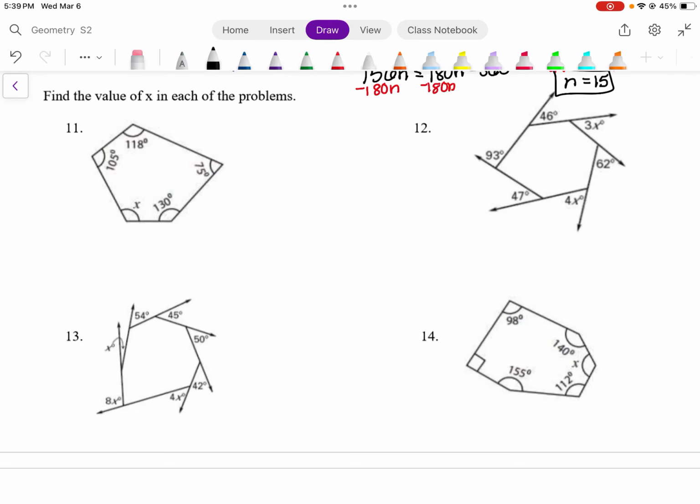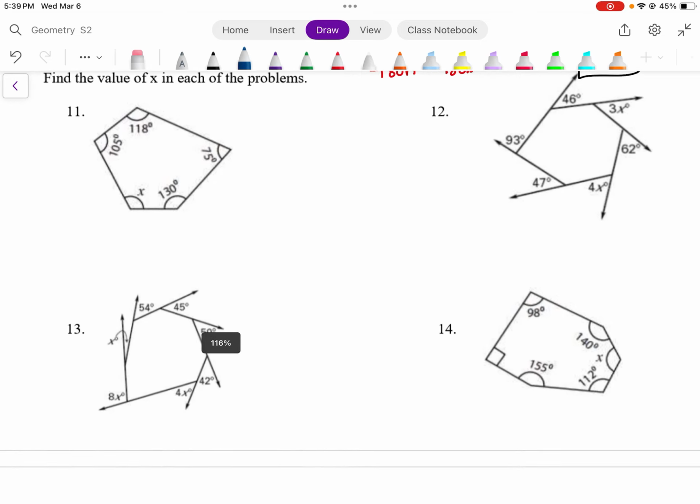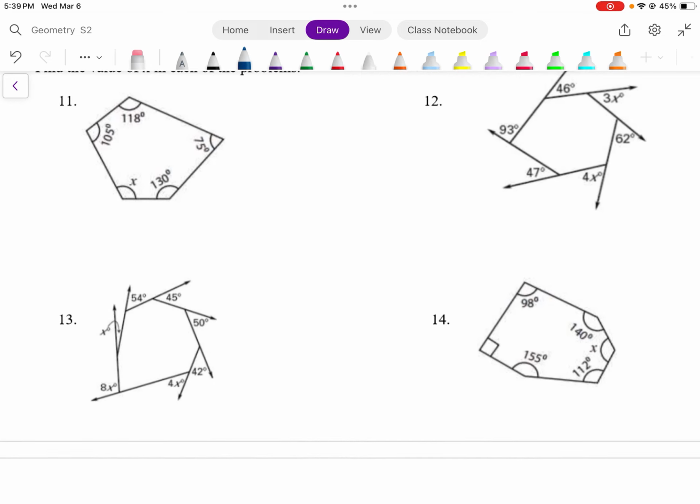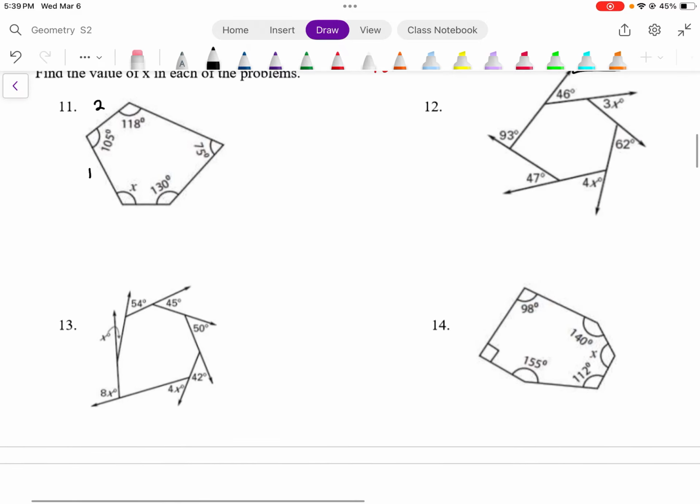For number 11, 12, 13, and 14, you are given the shape and you have to solve for x. We're going to start with 11 and 14. So 11, these are interior angles. So we first are going to figure out how many sides this shape has, which is 1, 2, 3, 4, 5.